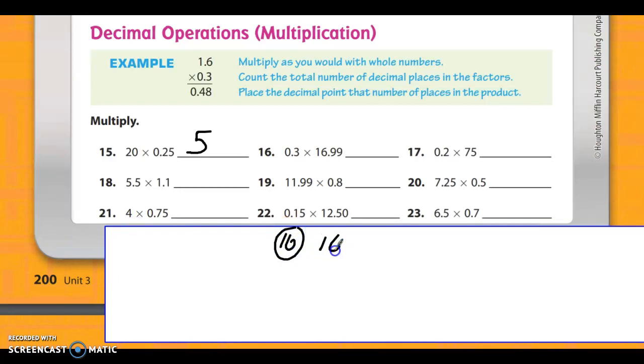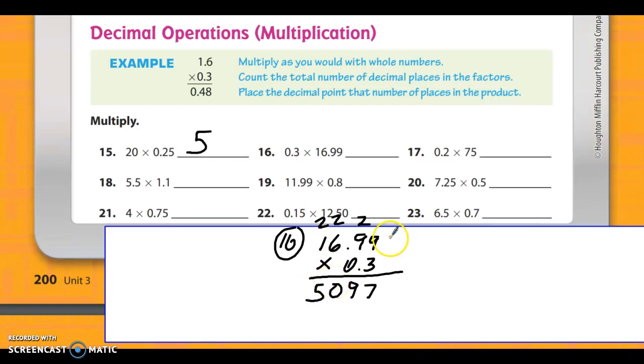I'm going to put my long number on top, 1699 on top, and 0.3 on bottom. And really what I'm going to do is pretend it's just 3 times all these numbers, and then I'm going to put my decimal where it belongs. 3 times 9 is 27. 3 times 9 is 27, plus 2 is 29. 3 times 6 is 18, plus 2 is 20. 3 times 1 is 3, plus 2 is 5.